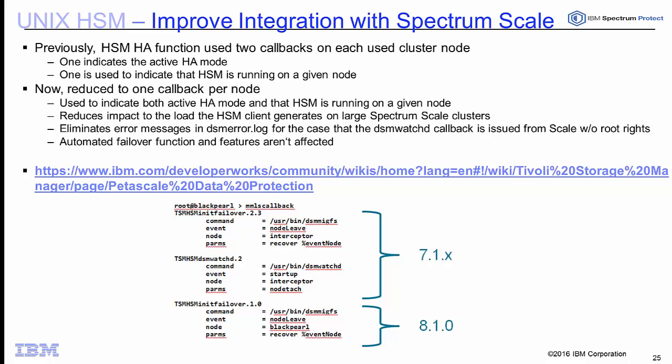It eliminates error messages in the DSM error log for the case that the DSM watch daemon callback is issued from Scale without root rights. However, the automated failure functions and features are not affected. And we do have more information out there on the wiki for that.